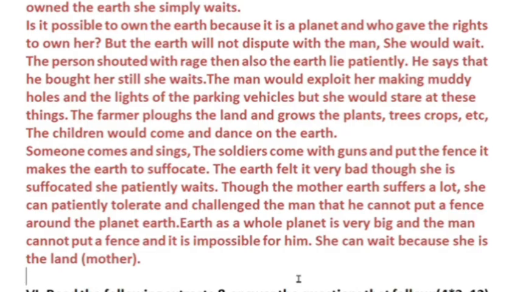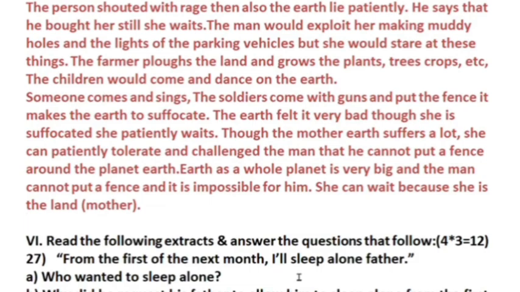The children would come and dance on the earth. Someone comes and sings. The soldiers come with guns and put the fence. It makes the earth suffocate. The earth felt it very bad. Though she is suffocated, she patiently waits. Though the mother earth suffers a lot, she can patiently tolerate and challenge the man that he cannot put a fence around the planet earth. Earth as a whole planet is very big, and the man cannot put a fence, it is impossible for him. She can wait because she is the land mother.